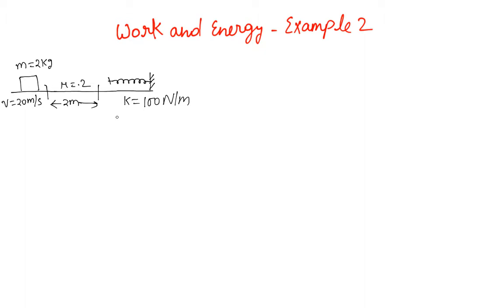Okay, let's take one more example. What we have here is a mass traveling at 20 meters per second, and it has a mass of 2 kilograms. Somewhere here it encounters a rough surface. Here there is no friction, but here it encounters a surface with friction, and it crosses it and hits a spring which has a spring constant K equals 100 Newton per meter.